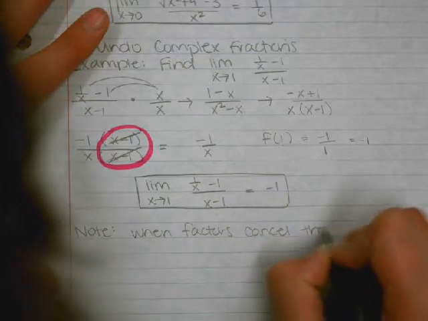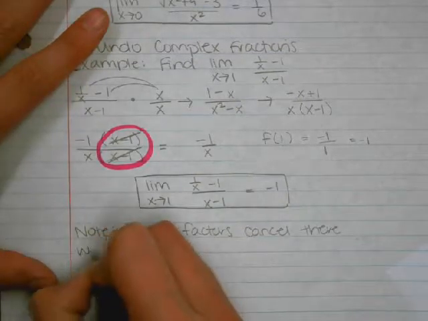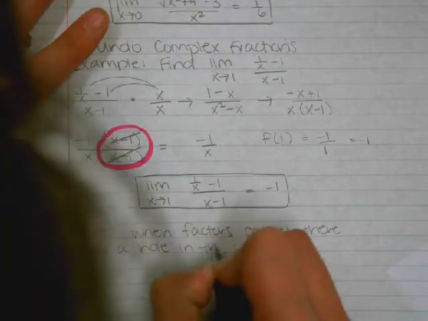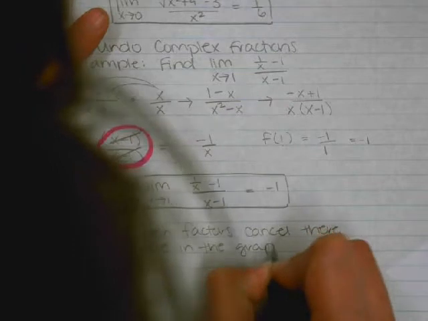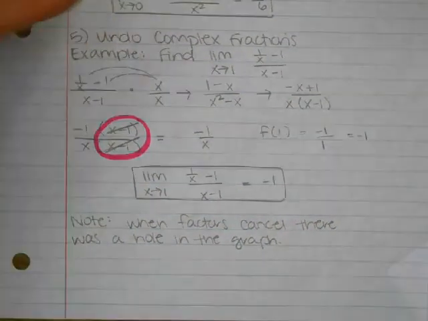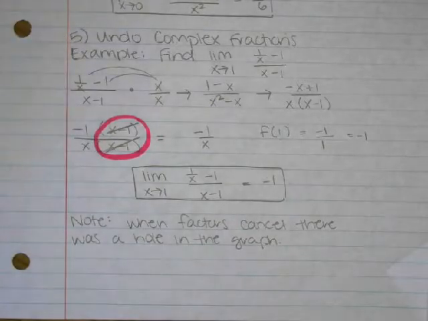there was a hole. And when there's a hole in the graph, I can't say this with absolute certainty, but for the most part, when there's a hole in the graph, the limit exists, and we're going to be able to find it, with the exception of some interesting piecewise functions that we have.